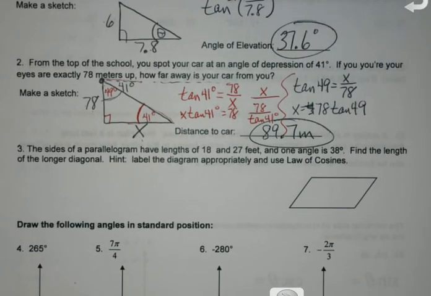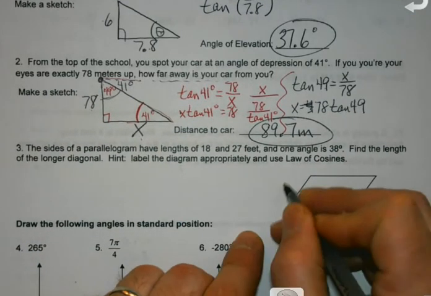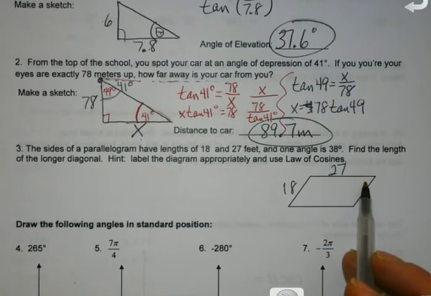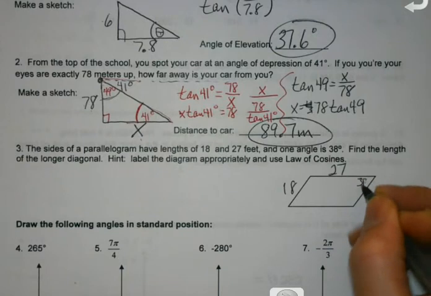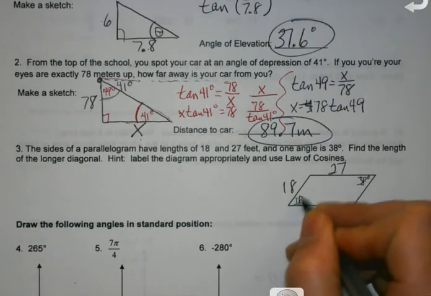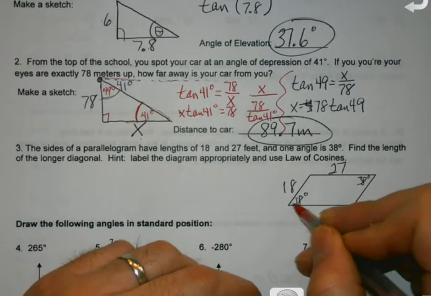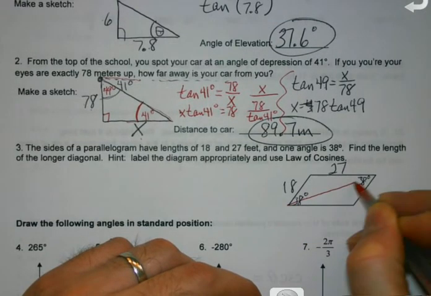The sides of a parallelogram, given, have lengths of 18 and 27 feet. Okay. And one angle is 38 degrees. Now again, look at the angles. The one that looks acute would be where your 38 degrees would be. And I know the opposites are the same, so I'm just going to put it in both places. Find the length of the longer diagonal. The longer diagonal always will go through your acute angles.